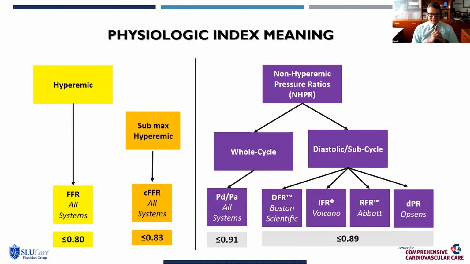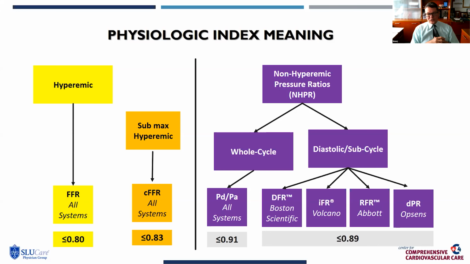So in physiologic indices in 2020, we have the hyperemic index of FFR. All systems are allowed and able to do this. You can give IV adenosine, you can give intracoronary adenosine. The FFR ratio of 0.80 as the cut point in terms of determining ischemic versus non-ischemic continues to hold the test of time. A submaximal hyperemic ratio, which I showed you, is contrast FFR. Contrast does not provide total hyperemia, but does provide some hyperemia, and a 0.83 cut point as the difference between ischemic and non-ischemic is something that you can use.